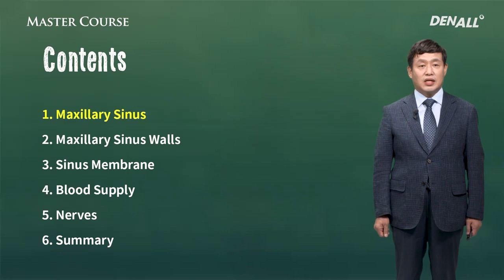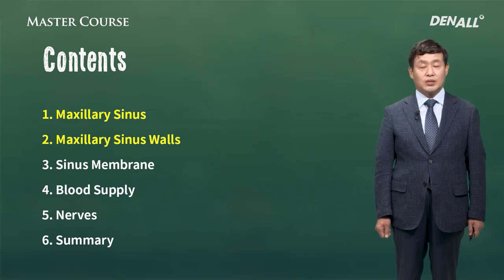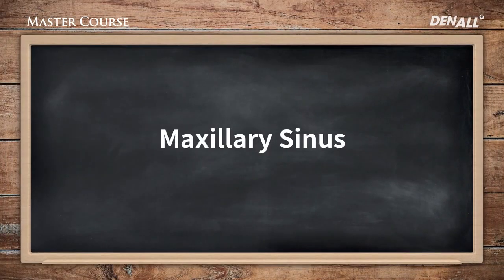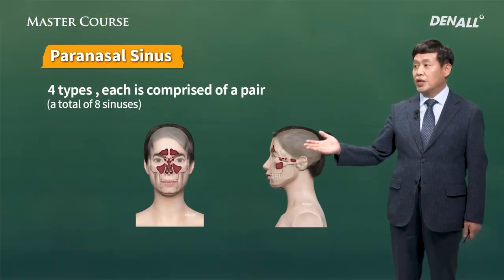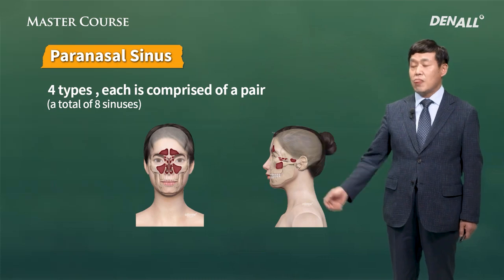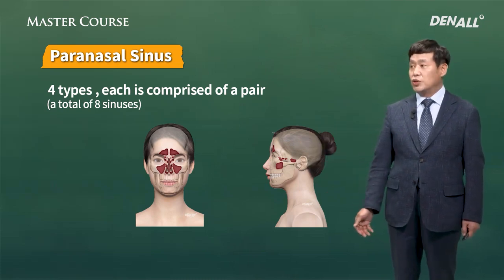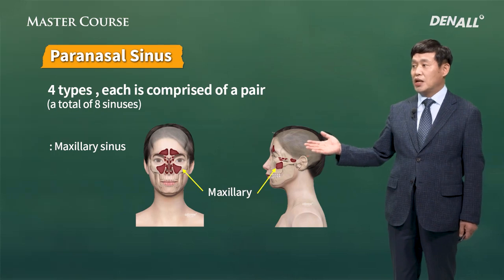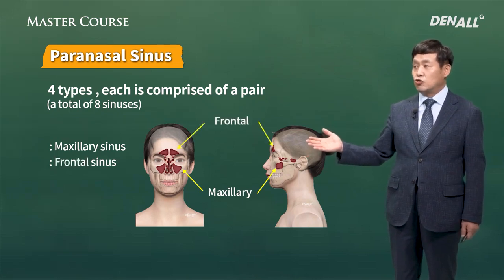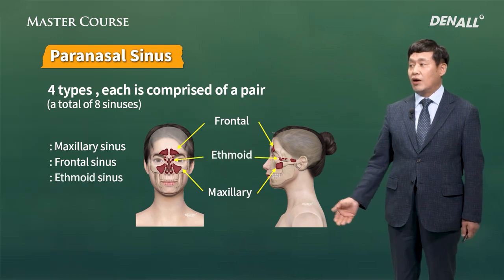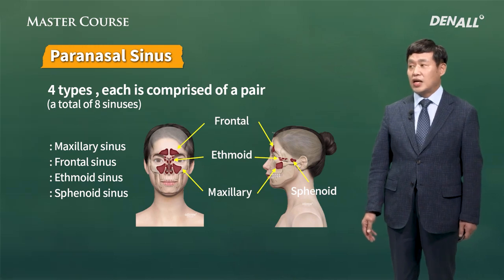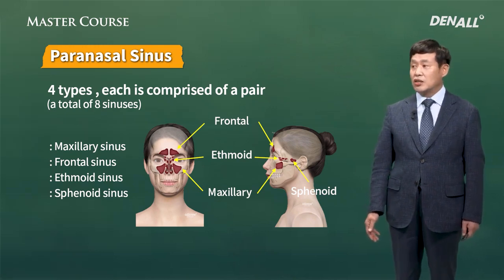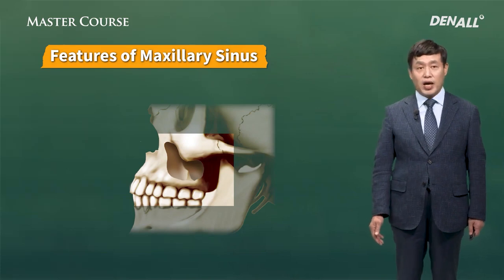First, I'm going to talk about the overview of maxillary sinus and sinus walls. As you know, maxillary sinus is a type of paranasal sinuses. The paranasal sinus has maxillary sinus, frontal sinus, ethmoid sinus, and sphenoid sinus. The four sinuses are in pairs, the left and right, so in total 8 sinuses.